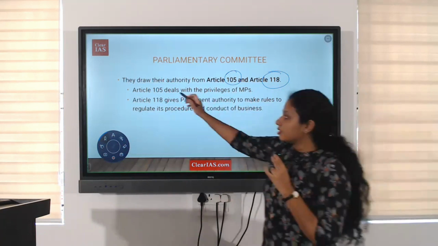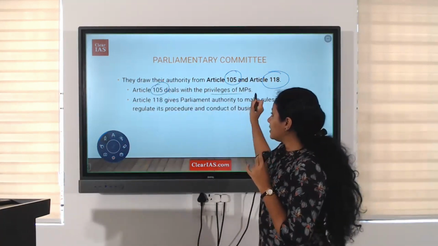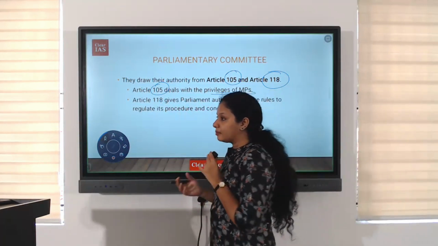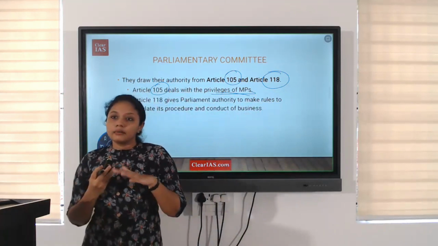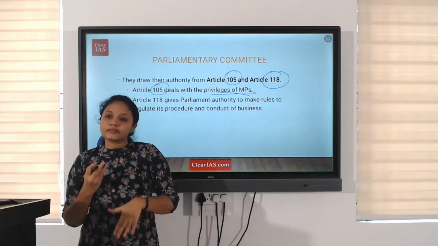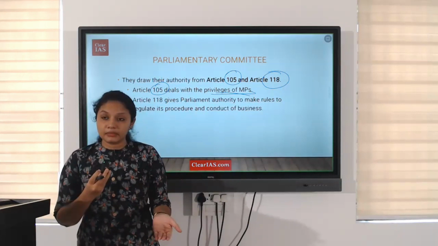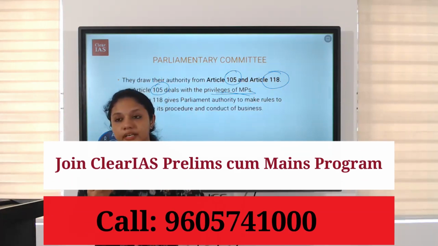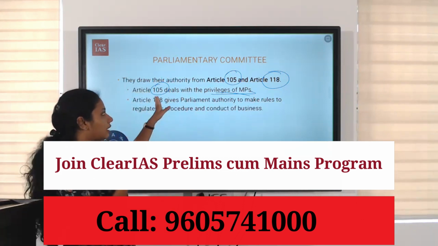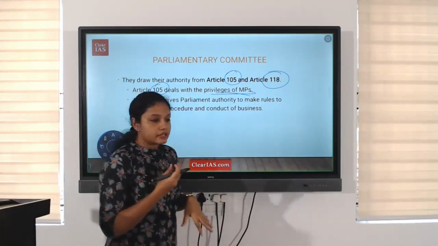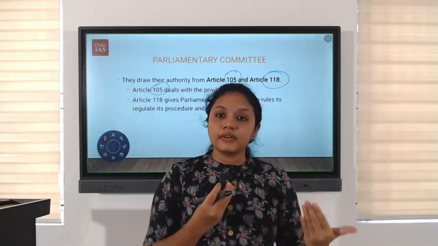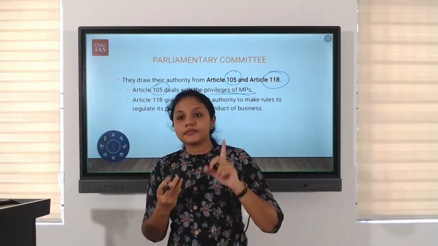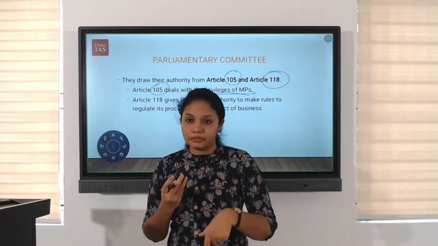When we consider the Constitution, Article 105 and Article 118 are the articles from which we draw the parliamentary committees. Article 105 deals with the privileges of the MPs. Often, the privileges of the MPs are misused, so certain parliamentary committees, like the privileges committee, check this. The privileges are given in the Constitution itself to the MPs, which is one of the reasons for the parliamentary privileges committee.